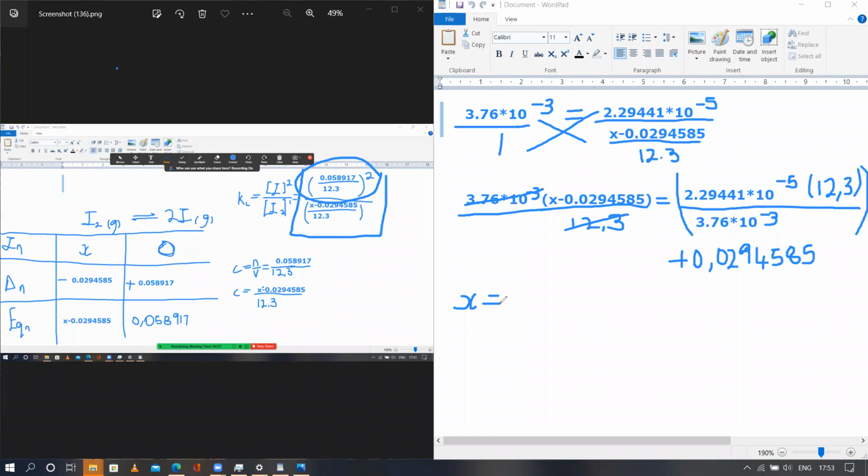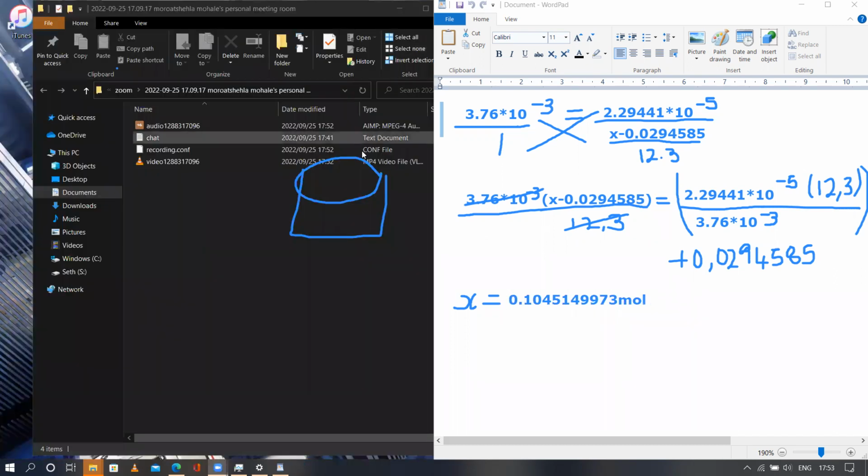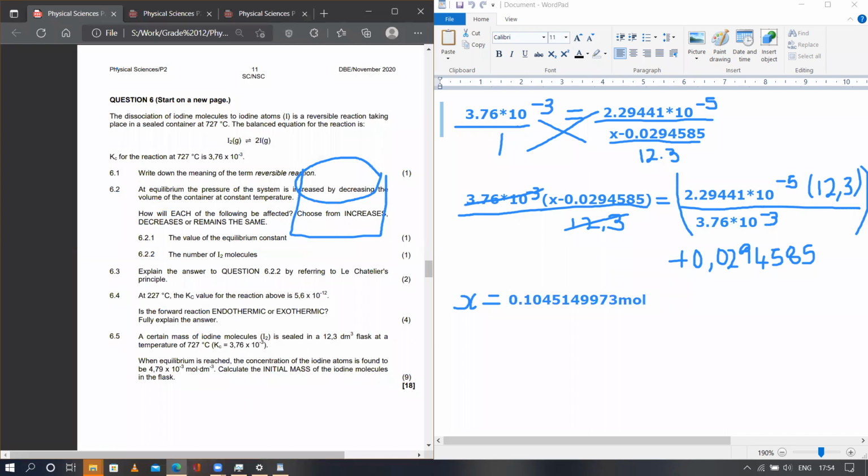So my answer is 0.1045149973 moles. So you're almost there, but there's just one last step in order to get to the answer.